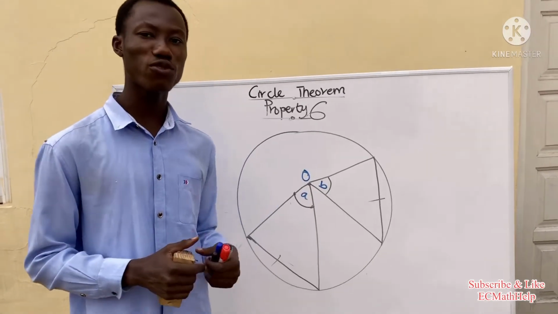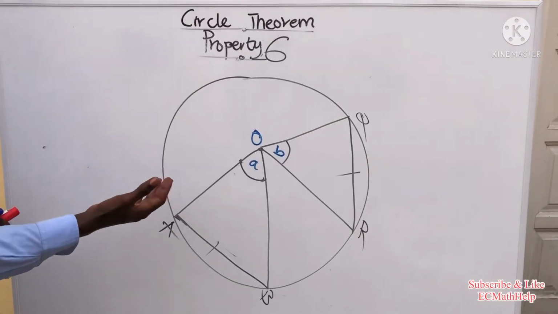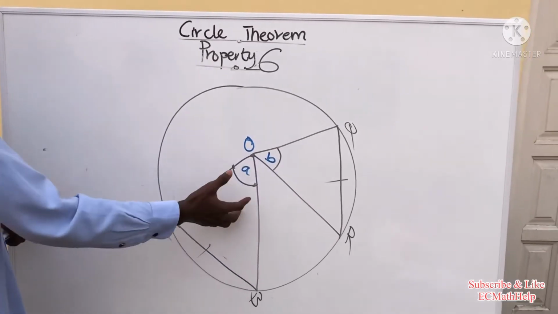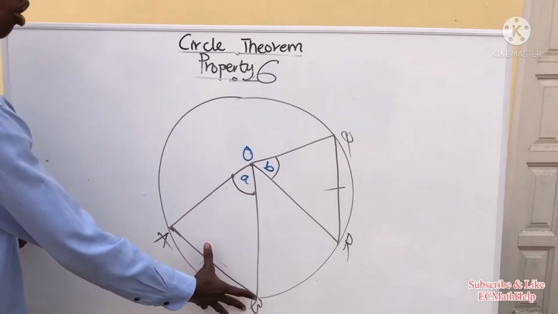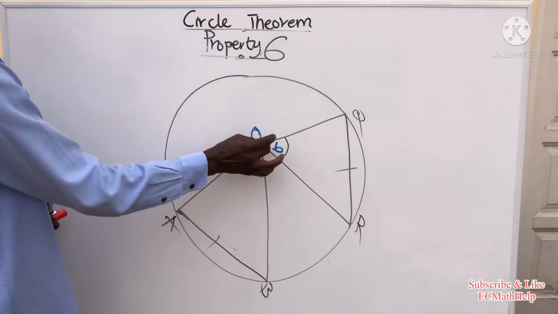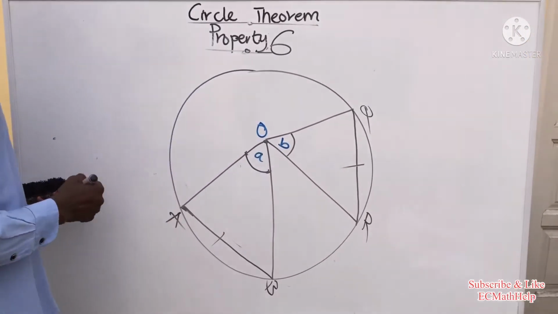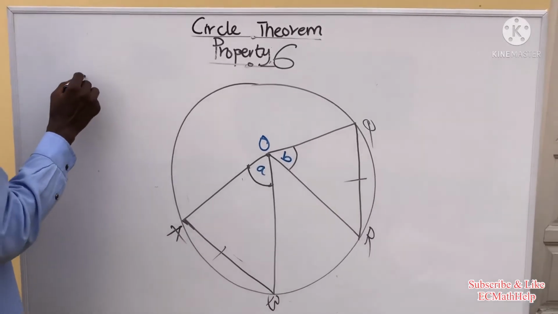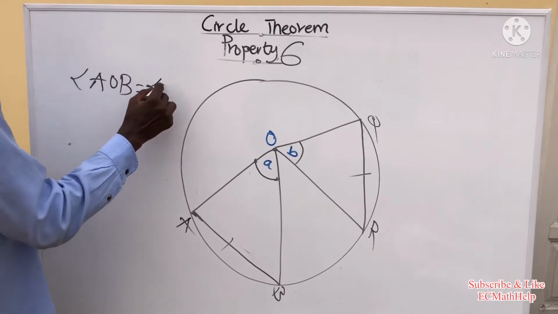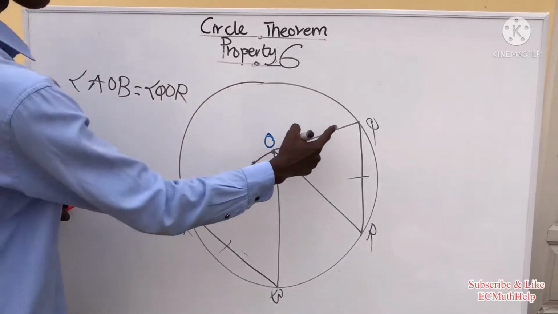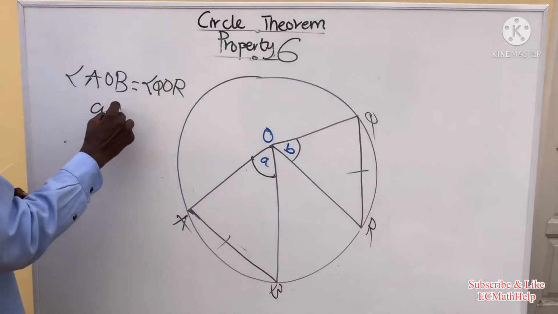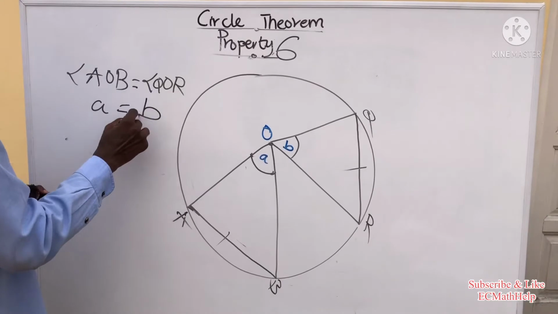Now let's move straight to today's lesson. This property states that angles subtended by equal chords are always equal. So AB is a chord equal to QR, and they both subtend an angle at the center. Therefore, angle AOB is equal to angle QOR. Angle QOR and AOB are equal.